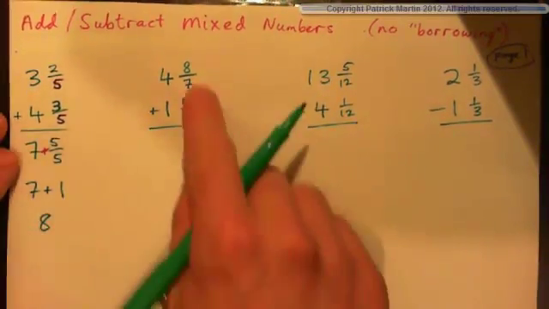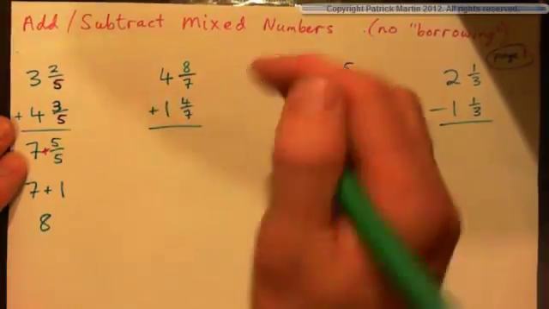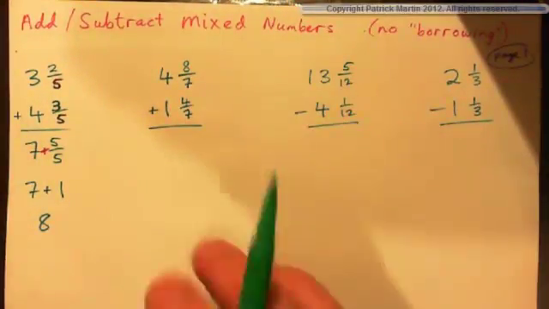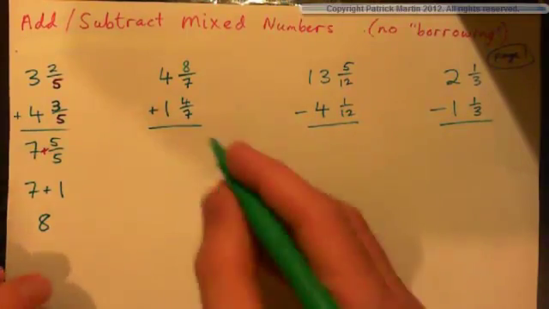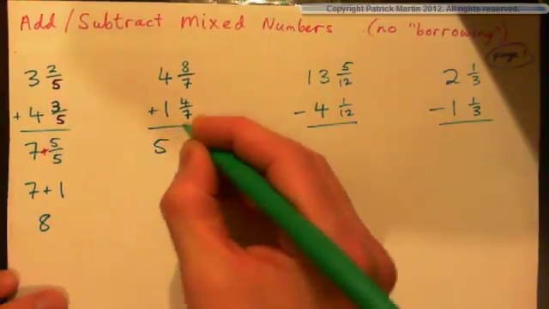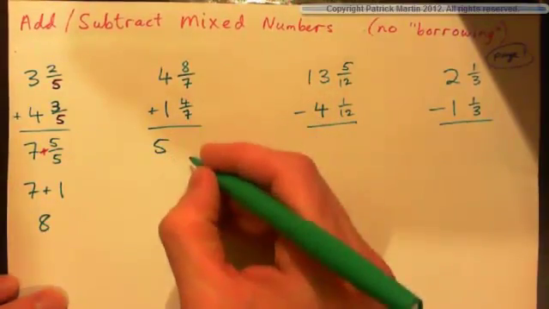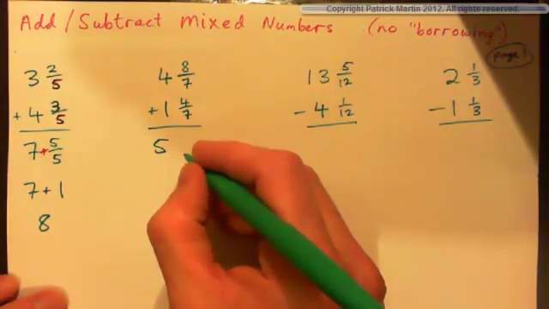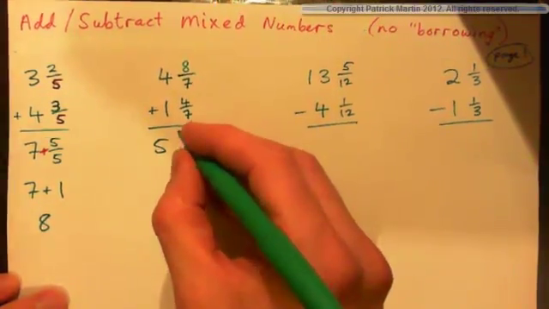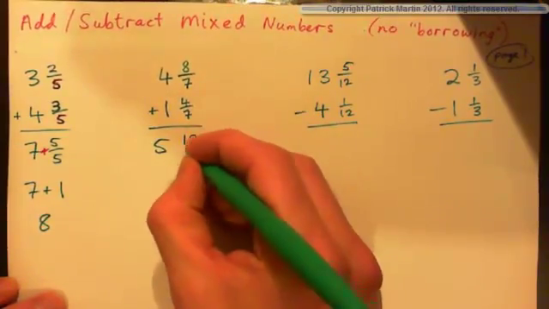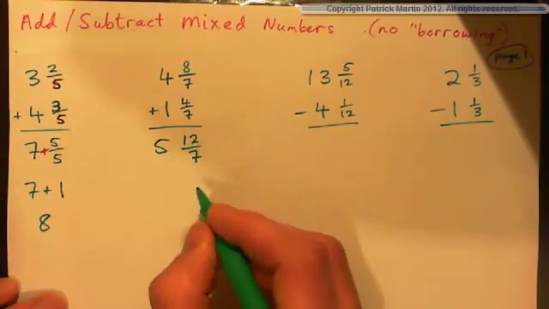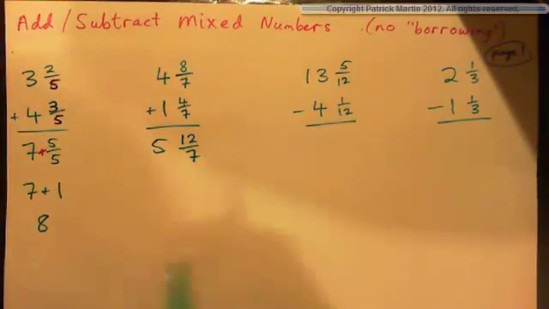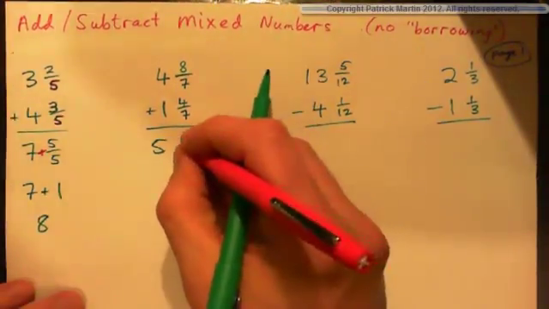By all means, try and do this one yourself. We've got 4 and 8/7 plus 1 and 4/7. What would that make? Well, the 4 and 1 is 5. Now, 8/7 and 4/7, how many sevenths is that? 8 and 4 is 12, isn't it? So that's 12/7. So I've got 5 and 12/7.